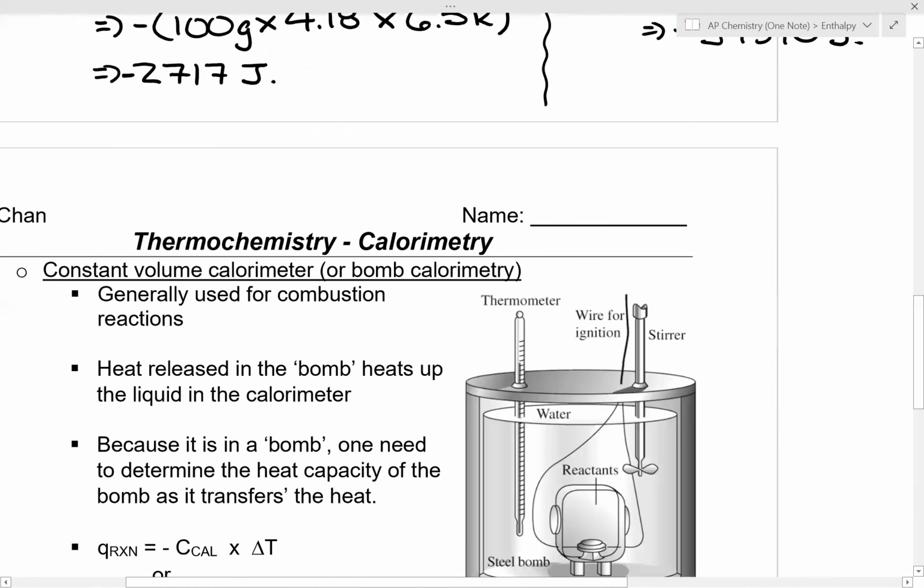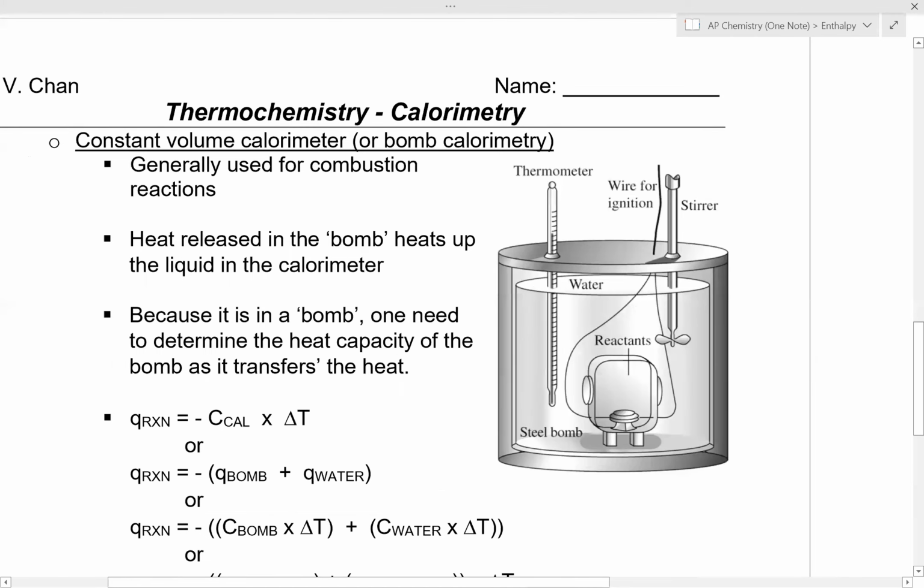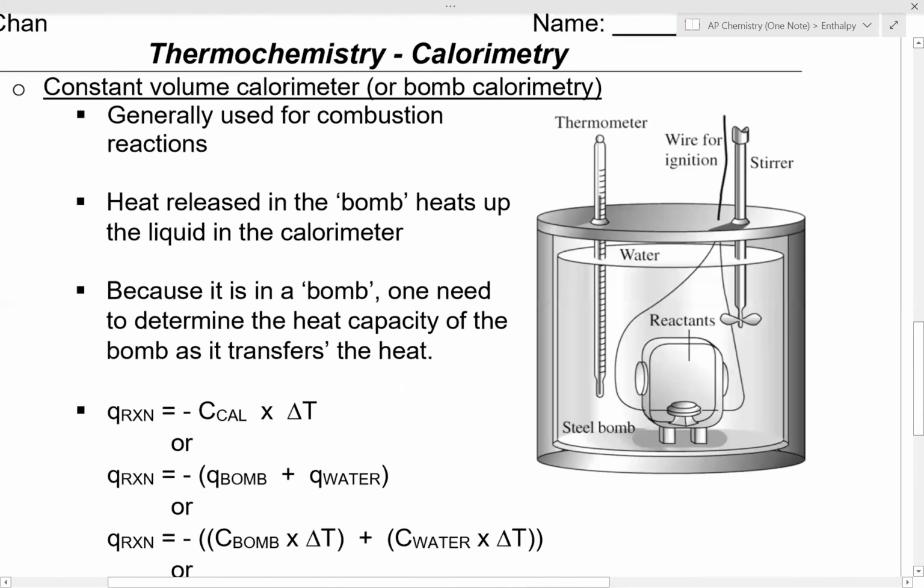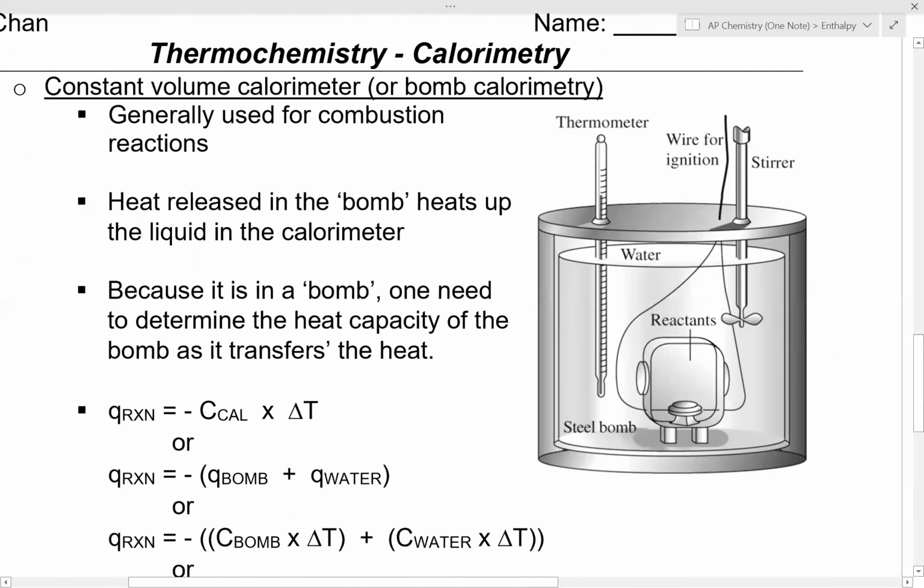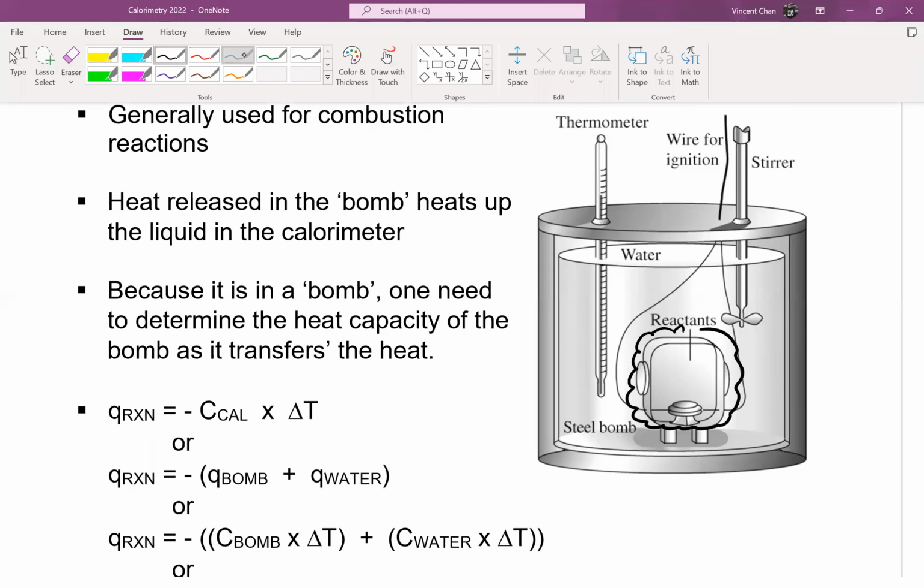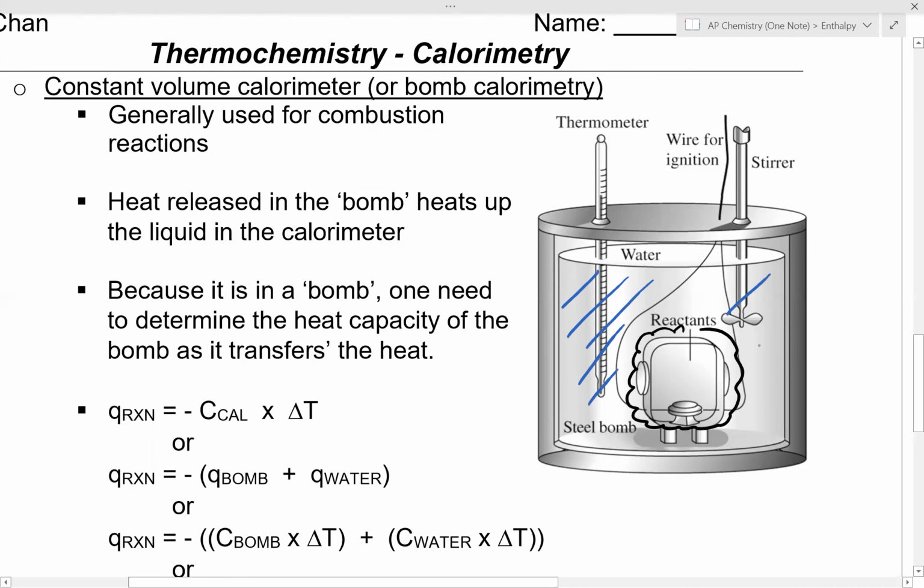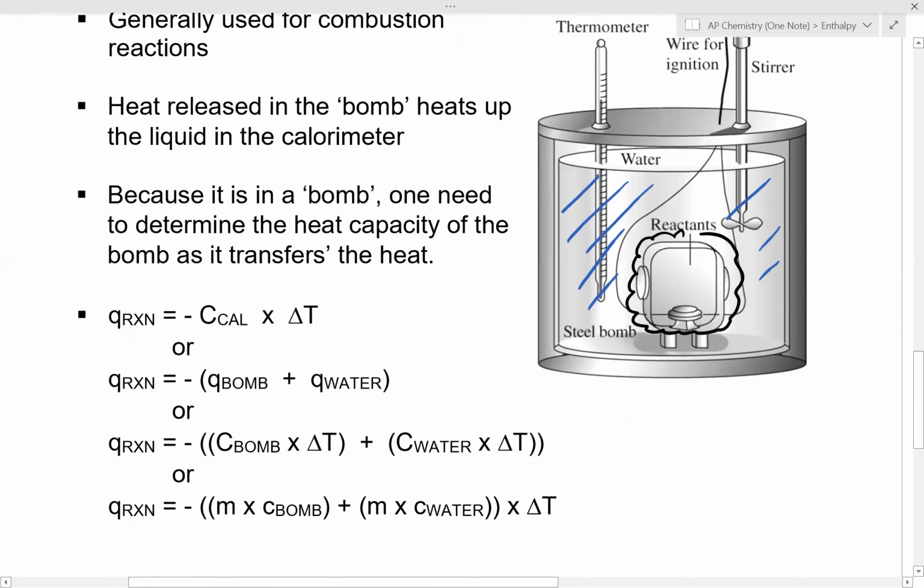Now, the second type of calorimetry is called a constant volume calorimeter, or bomb calorimetry, generally used for combustion reactions. So in a reaction, there's a steel bomb, that's what this little thing is. There's a combustion that takes place, and this bomb heats up, and this heats up the liquid in the calorimeter, which is right here, if we can see it. Now, because it's in a bomb, one needs to determine the heat capacity of the bomb as it transfers the heat.